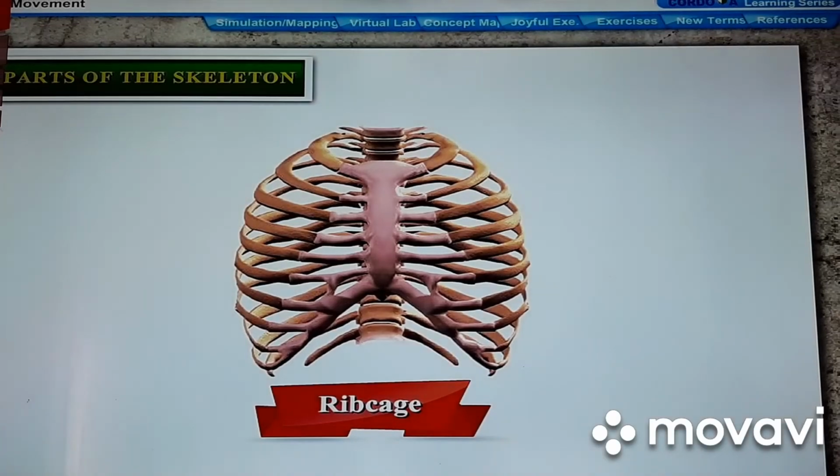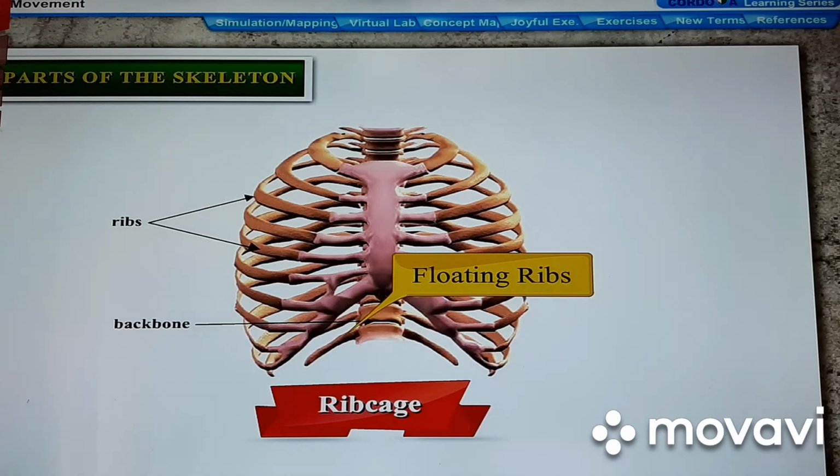Rib cage. There are 12 pairs of thin and curved bones called the ribs. These bones form a rib cage which protects the heart and the lungs. All the 12 pairs of the ribs are joined with the backbone at the back, and the first 10 pairs are joined with the chest bone in the front. The last 2 pairs of ribs are free at the front end and are called floating ribs.